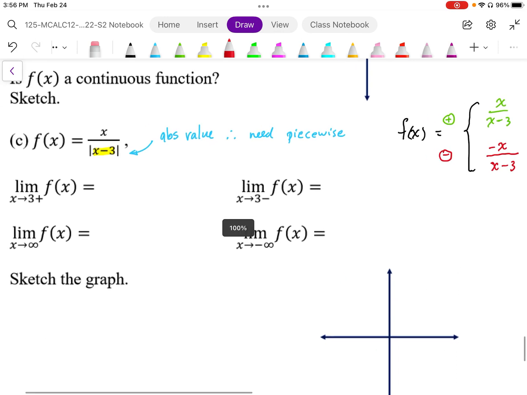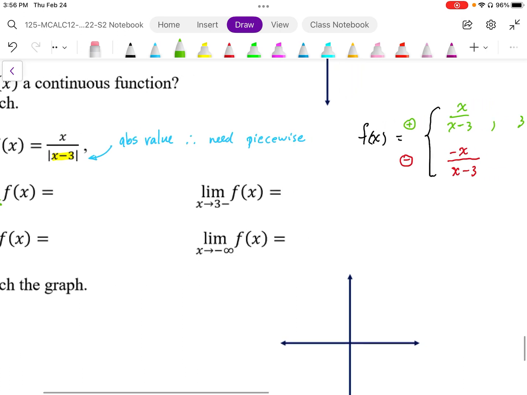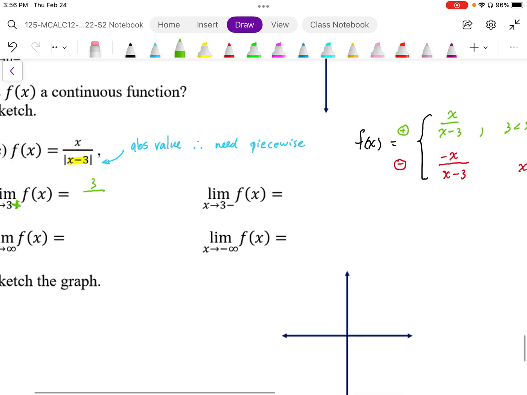So the limit as x approaches 3 from the positive side, that's going to be using the green function, for the positive side. And at x equals 3, I'm going to end up with 3 on top over 0. But I'm approaching 3 from the positive side. So it's like 3.1. So I'm going to end up with 3.1 minus 3, which is positive. That means I'm approaching 0 from the positive side. So if I'm approaching 0, the limit is infinite because it's positive over positive. It's going to positive infinity.